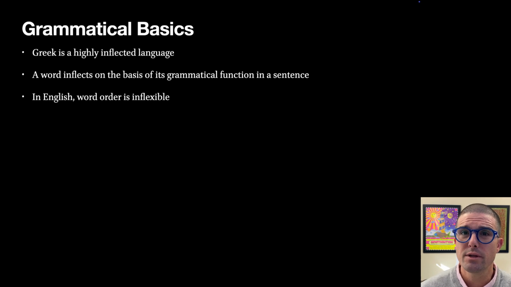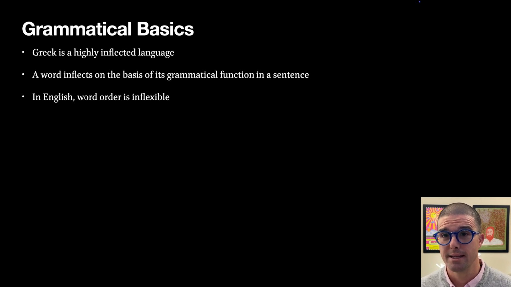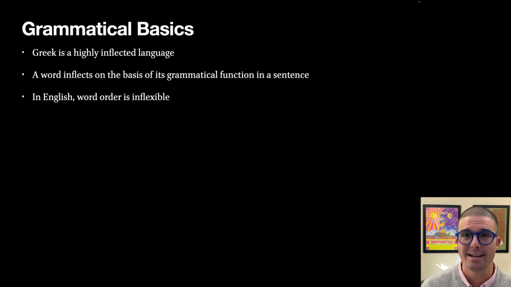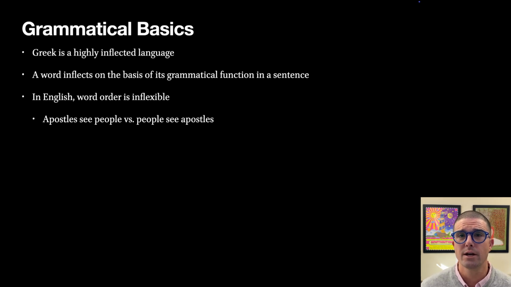In English, we do this a little bit differently. We normally associate a word's function in a sentence based on where it shows up in the sentence. That is to say, the word order of the sentence. So in English, word order is a little bit more inflexible, and that's because English is not a highly inflected language the way that Greek is.